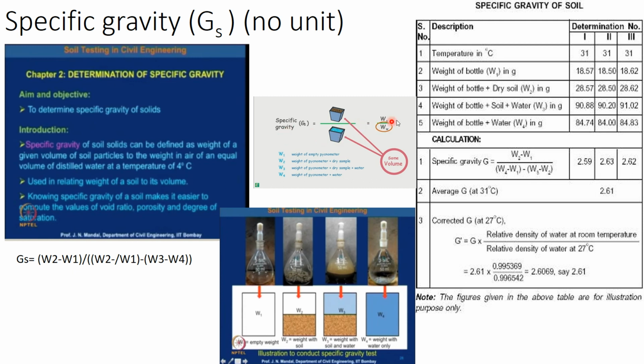Many books would have put gamma s by gamma w, that is unit weight of soil by unit weight of water. Since the volume is the same in both denominator and numerator, that volume gets cancelled, and from the weight measurement we are able to get the specific gravity. So this is the specific gravity of solids. We have to use oven dried soil for the specific gravity. That is one important thing. In our IS code, there is a table for which type of test what type of soil has to be used, whether it should be air dried or oven dried. For specific gravity, we have to use oven dried soil.